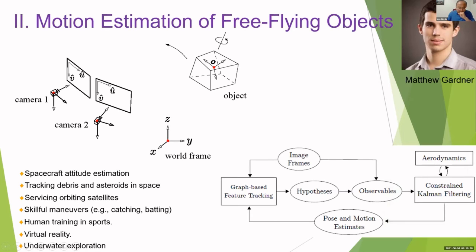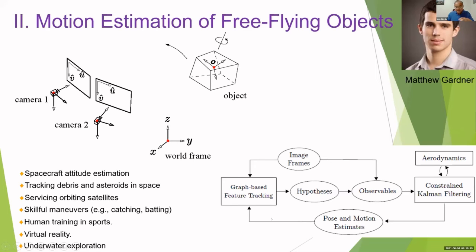So here's a diagram for this task. Basically, the observables are the features of the object during the flight. And then we have to set up this dynamic system using aerodynamics, now in 3D, and then using a Kalman filtering, okay? And then we do the pose and motion estimates.